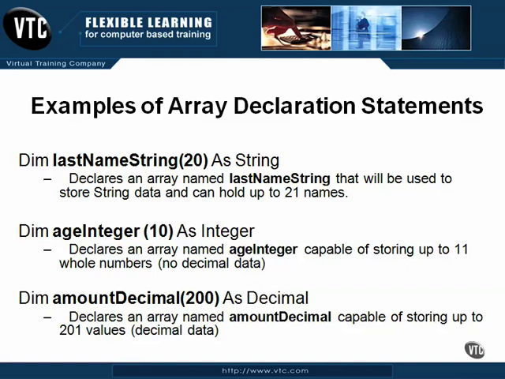Now, once you declare these statements, nothing is stored in these arrays. They're simply set aside in memory so that you can then load the array with data at a later time. The Dim statement simply sets aside a chunk of memory which can then be accessed and referenced as needed.